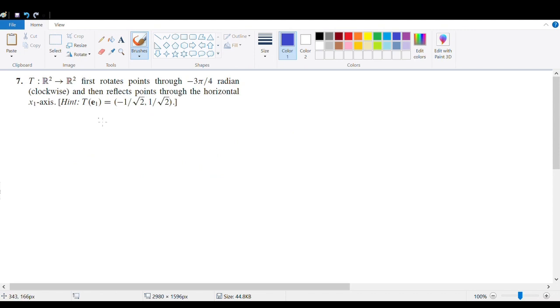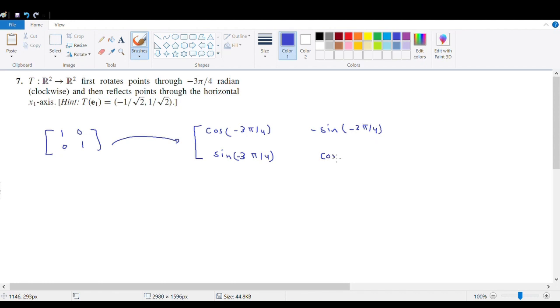In 7, we have the transformation from R2 to R2. It first rotates points through minus 3 pi over 4 radians clockwise. So we know that if we have our matrix A as (1, 0, 0, 1), then after the transformation, that means it rotates points through minus 3 pi over 4 radians clockwise. So this will give us cosine minus 3 pi over 4, sine minus 3 pi over 4, then minus sine minus 3 pi over 4, cosine minus 3 pi over 4. We have minus because theta is clockwise. So this is after rotating through minus 3 pi over 4 clockwise.